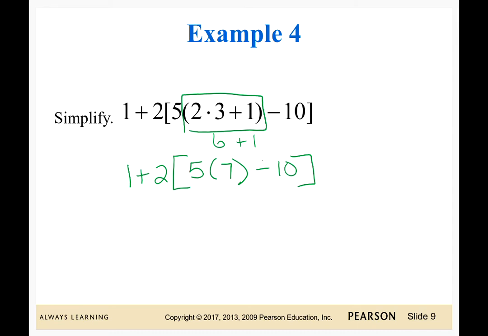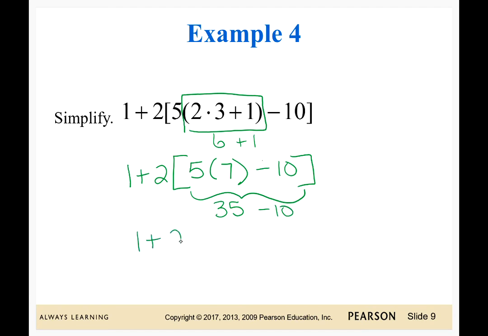So now we have 5 times 7. Some people don't even like to write the parentheses. They just put a multiplication symbol. I keep them there just because I know that parentheses can mean lots of different things. So now I have to work inside these grouping symbols. Okay, now I'm going to focus on just inside the square ones. So inside the square ones, again, I have this multiplication. 5 times 7 is 35, and 35 minus 10 is 25.